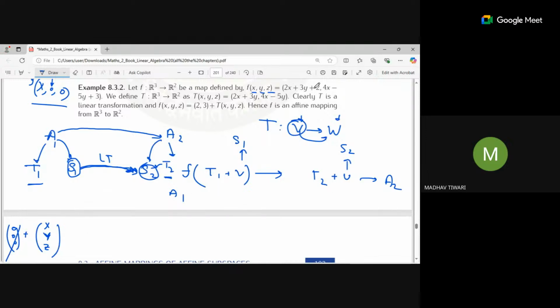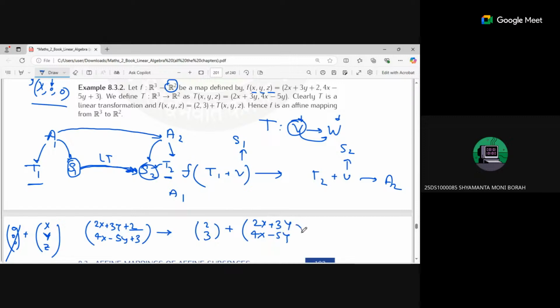Now let's look at the range space. So what is this? It is having 2x plus 3y plus 2, right? Next one is having 4x minus 5y plus 3, right? Only two values are there, because it is in R2. So now can you tell me what will be the translatory vector in this? (2, 3). 2 is here and 3 is here, right? And what will my subspace look like? 2x plus 3y, 4x minus 5y. Yeah, that's all.